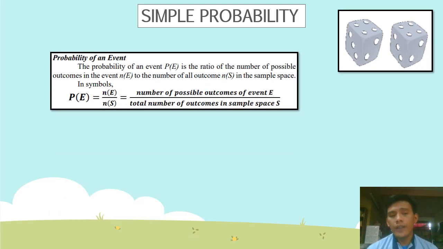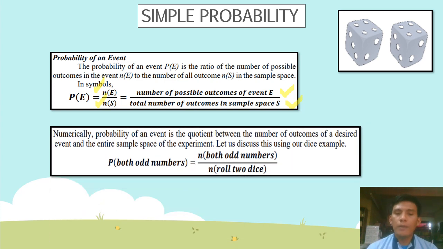The statement for that: the probability of an event, known as P(E), is the ratio of the number of possible outcomes of an event divided by the total number of outcomes in the sample space, or S. So we can say it is n(E) over n(S). Numerically, the probability of an event is the quotient between the number of outcomes of a desired event and the entire sample space of the experiment.